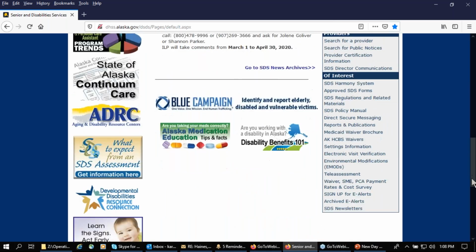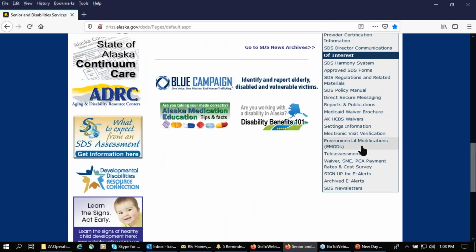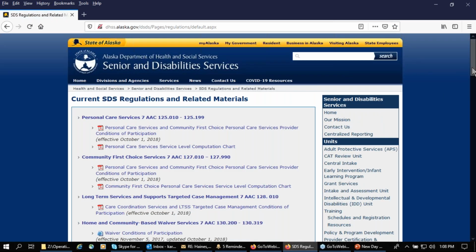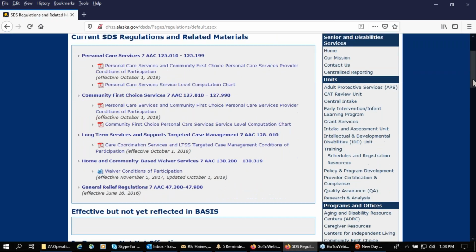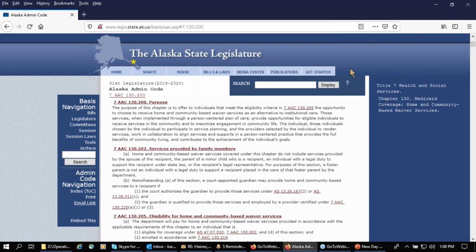If you scroll down on the right, you'll see where it says "of interest." There's lots of information here. One of the things that is here is SDS regulations and related materials. This is a very handy page that helps you find regulations and conditions of participation. Some of them are documents and some of them are links. But for today, we're looking at a home and community-based waiver service.